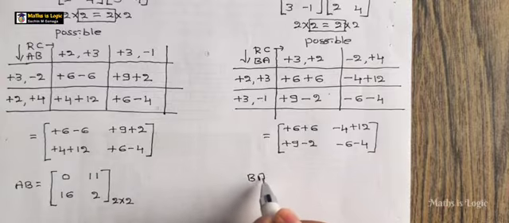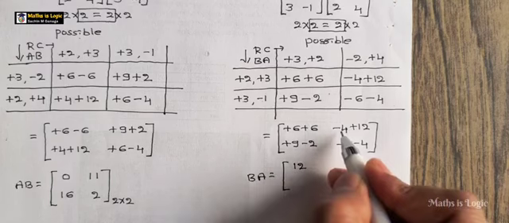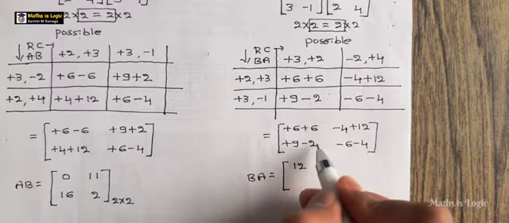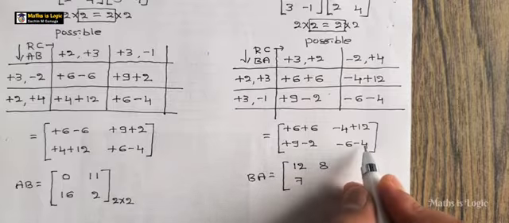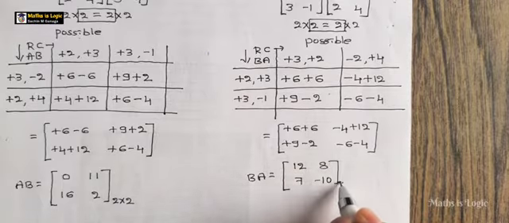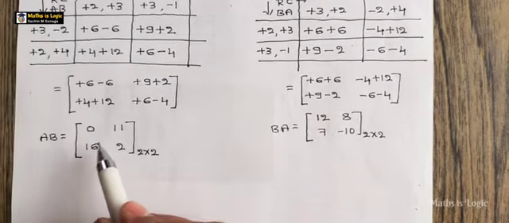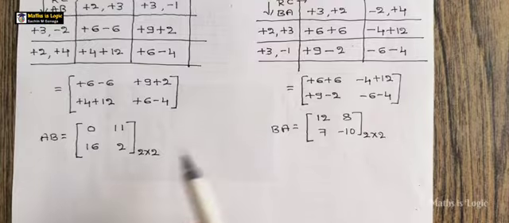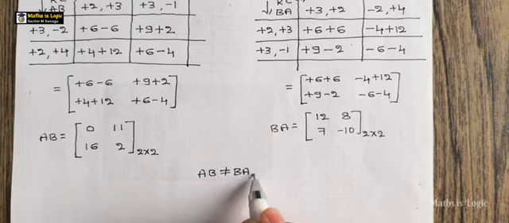Therefore, BA is equal to: 6 plus 6, 12, minus 4 plus 12 is 8, 9 minus 2, 7, and minus 4 minus 6, minus 10. So this is 2 cross 2. This is the value of BA. Now see, AB, all the elements are different. BA, if you compare these two, this is different, this is different. Therefore, finally we have to write here AB is not equal to BA.